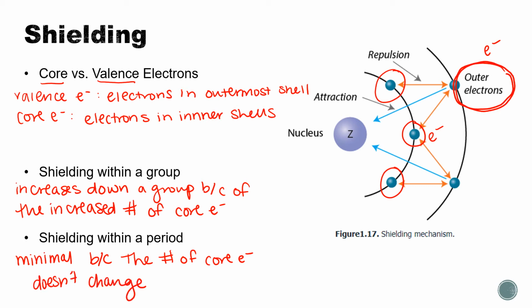So if the number of core electrons isn't changing, then the repulsion between the valence electrons and the core electrons isn't really happening. So then the shielding itself is very minimal because those core electrons aren't changing.